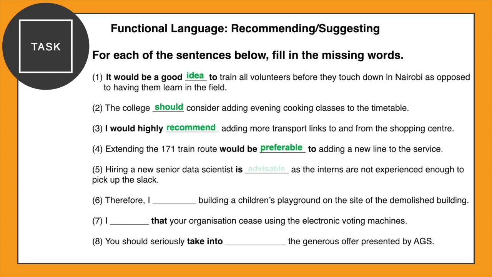Number 5. Hiring a new senior data scientist is advisable, as the interns are not experienced enough to pick up the slack. Number 6. Therefore, I advocate building a children's playground on the site of the demolished building. Number 7. I suggest that your organization cease using the electronic voting machines. Number 8. You should seriously take into consideration the generous offer presented by AGS.